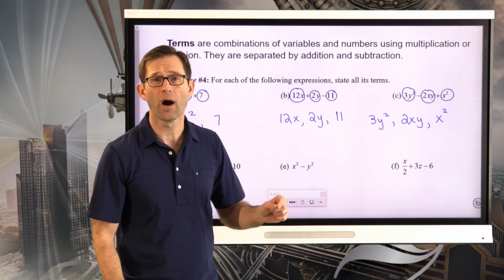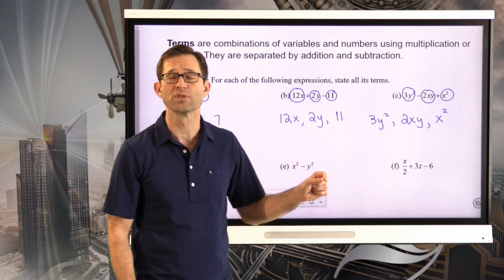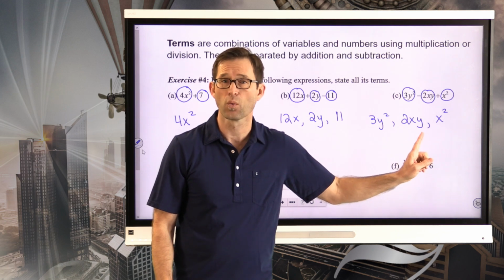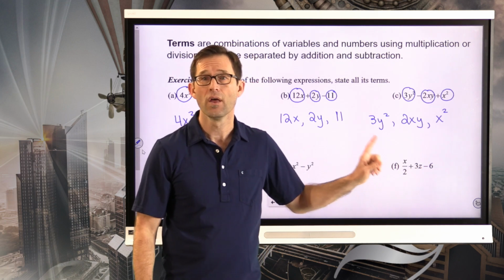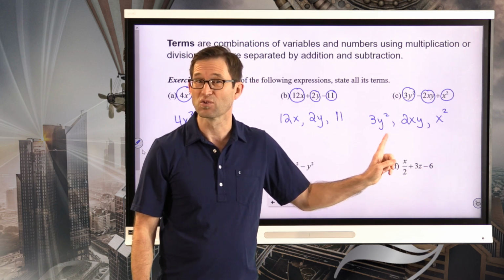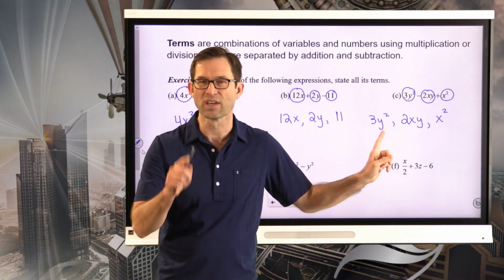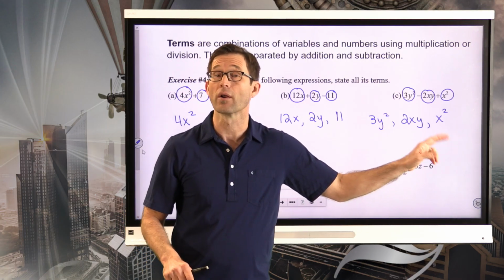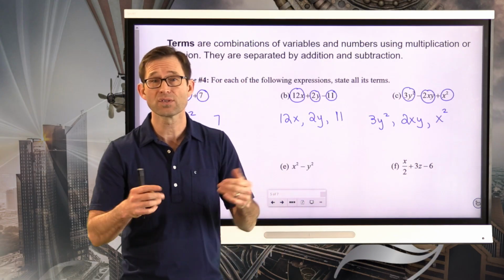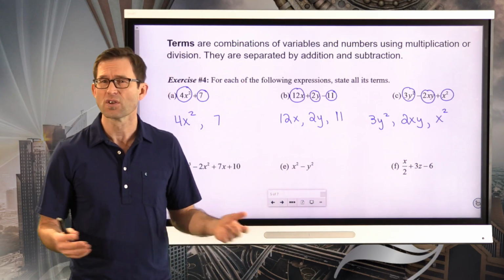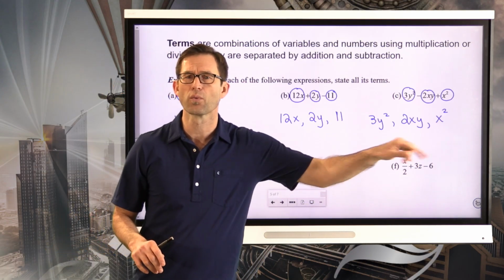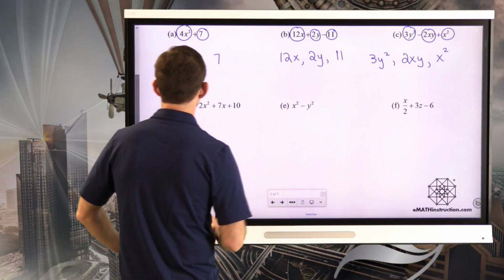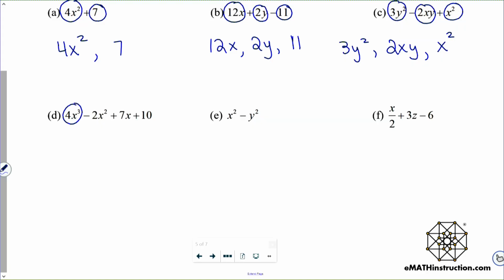A term is a combination of variables and numbers using multiplication or division. So I have 2 times x times y. That's all multiplication. 3 times y squared, y squared is a way of saying y times y, so that's all multiplication. x squared, that's x times x. That's all multiplication, all right? So you've got these three terms, 3y squared, 2xy, and x squared. Likewise, letter D, lots of terms here.